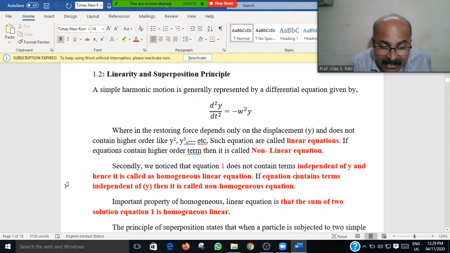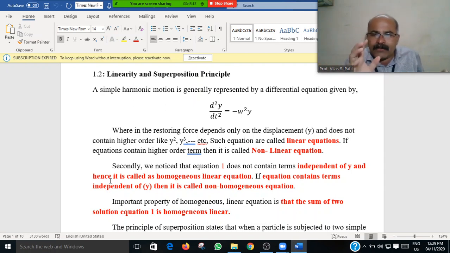If the equation contains the term independent of y, then that will be known as non-homogeneous. Friends, see here the only difference between homogeneous linear equation and non-homogeneous non-linear equation. This is the difference.